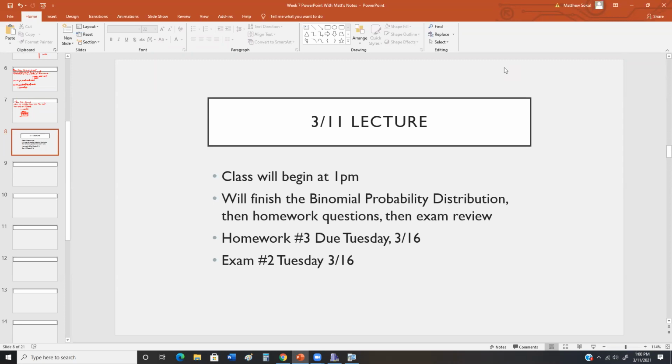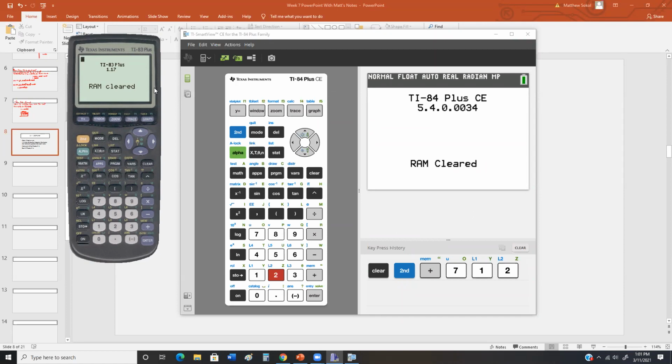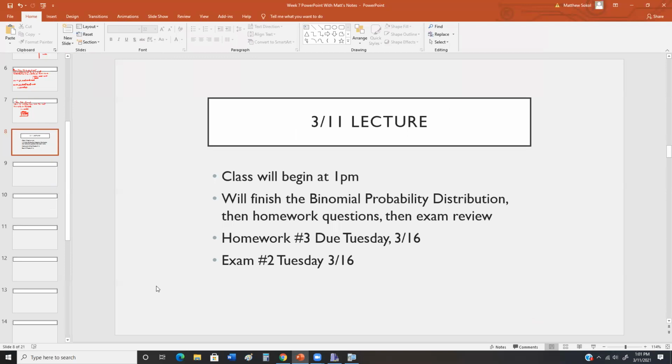Okay. All right. So what I want to do today is go back and finish up the binomial probability distribution. So if you have it handy, take out your calculator, either your TI-83 or your TI-84. I'm going to do all the problems using both of them so you can see the subtle difference of how you have to input them. It's a little bit easier on the TI-84 than the TI-83, but it's not that bad. So I just want to get that out of the way first.